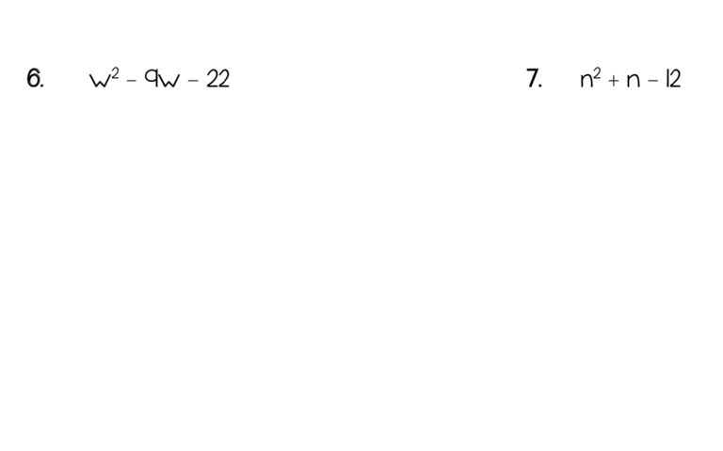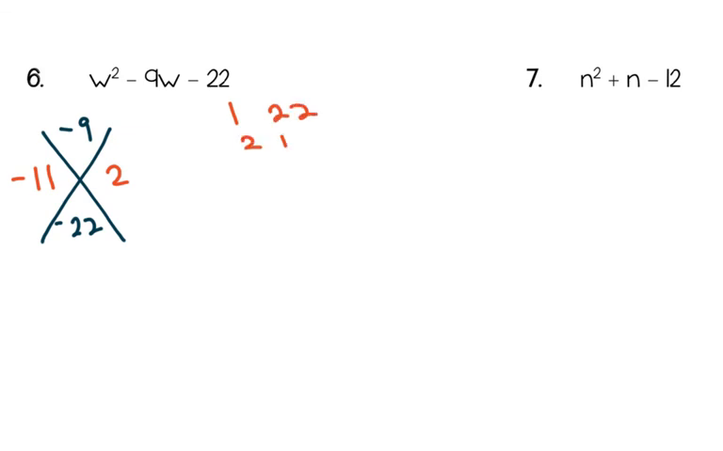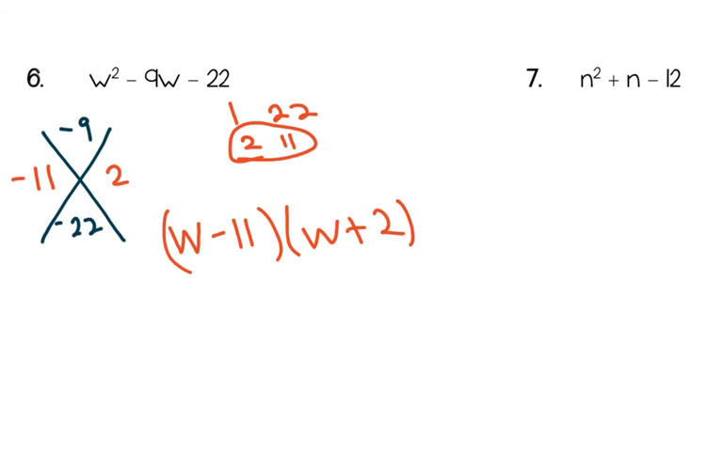Watch your signs. Okay, for number 6, I saw that there was no GCF, and so I looked at my numbers. I put -9 on top and -22 on the bottom. Looking at my factors of 22, 1 times 22, or 2 times 11. 2 times 11 was how I was going to get 9. So you mess with the signs and you make sure that you're going to get -9. So my -11 and +2. So I'm going to have w minus 11 and w plus 2.